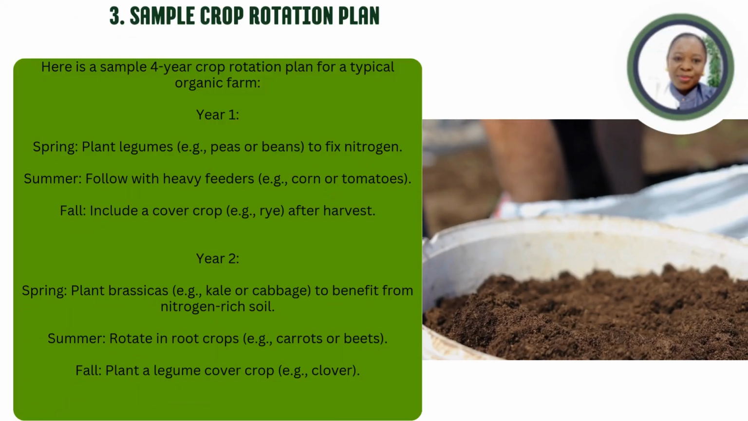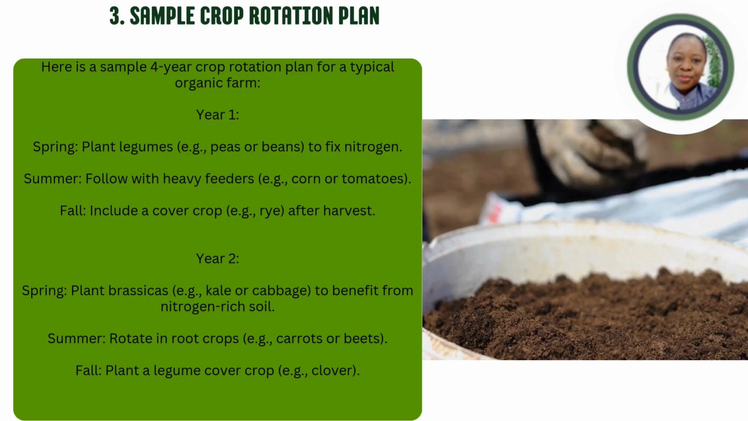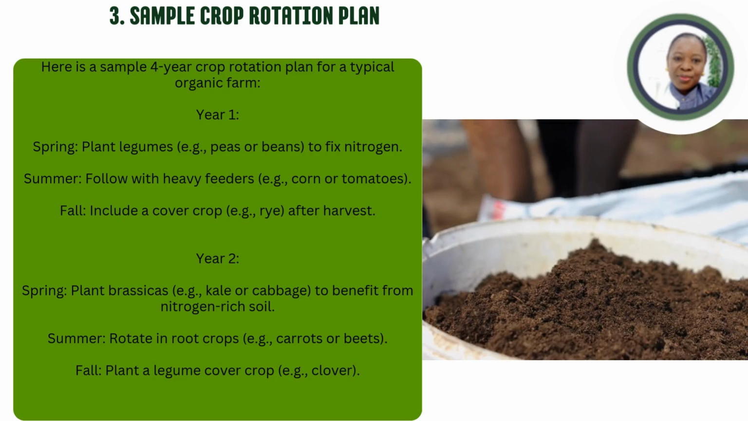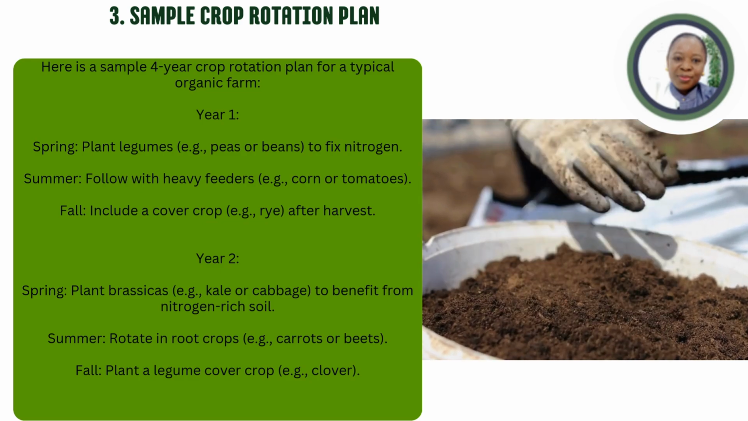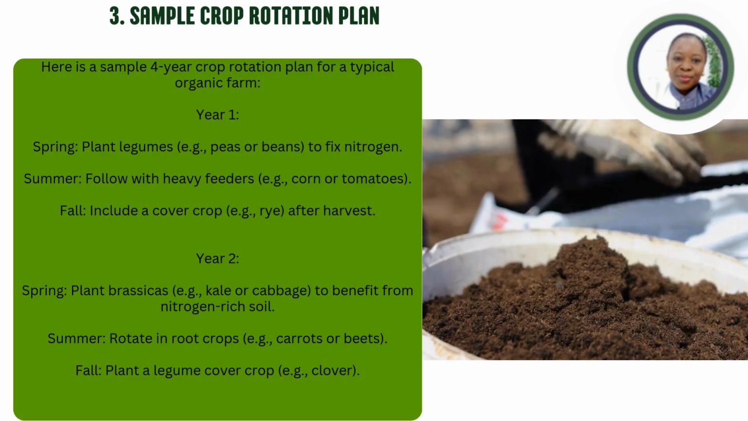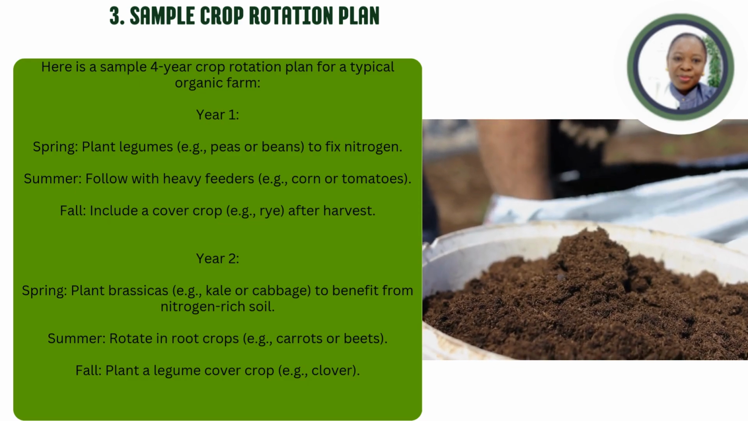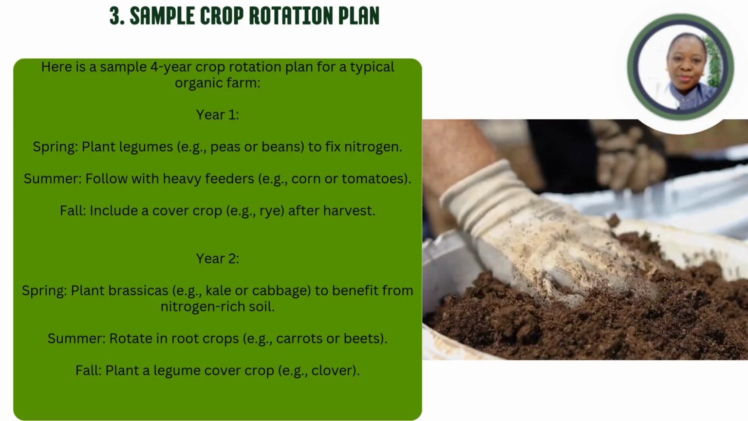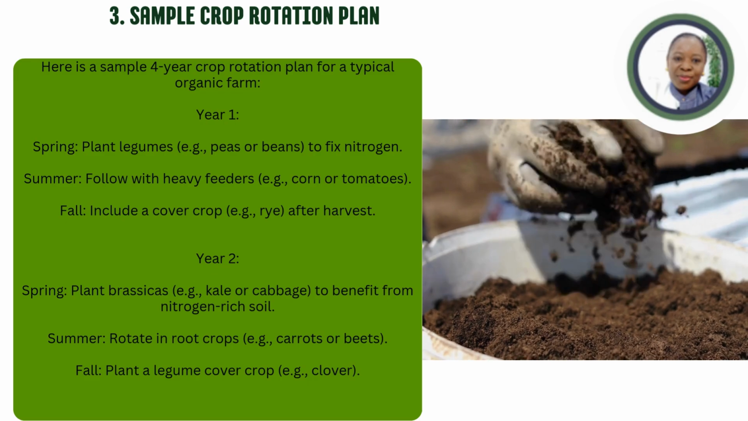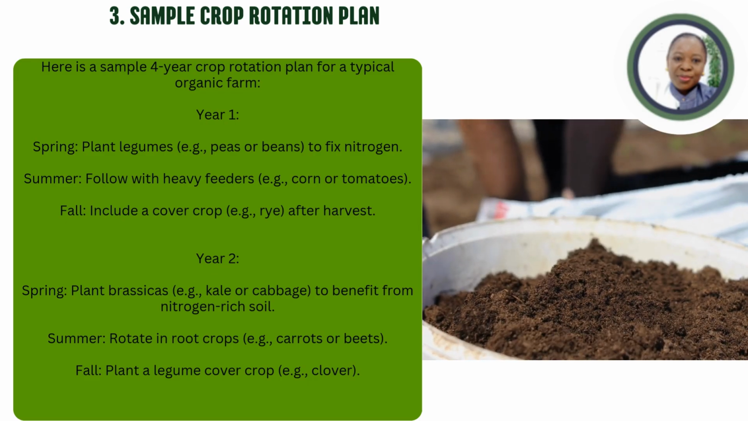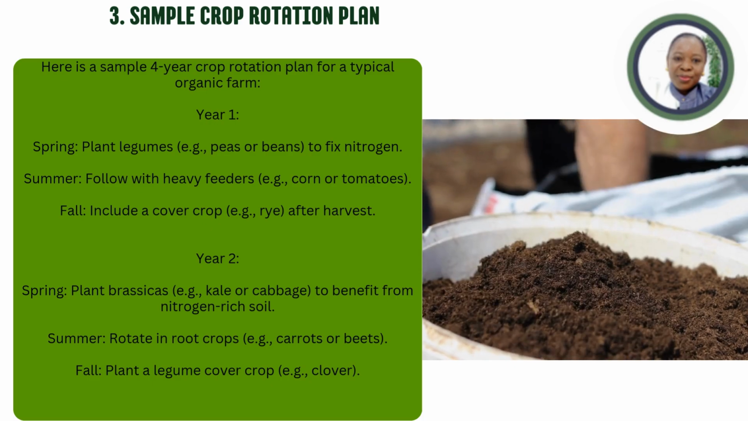Sample crop rotation plan. Here is a sample 4-year crop rotation plan for a typical organic farm. Year 1. Spring. In spring, you can plant legumes such as peas or beans to fix nitrogen. Summer follows with heavy feeders such as corn or tomatoes, and fall includes a cover crop after harvest.